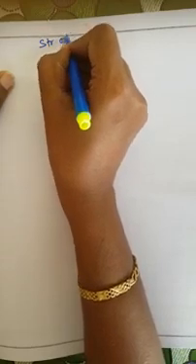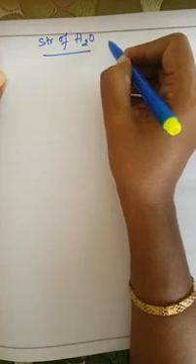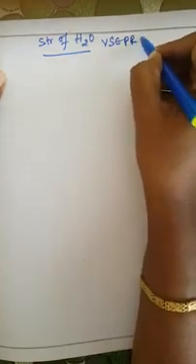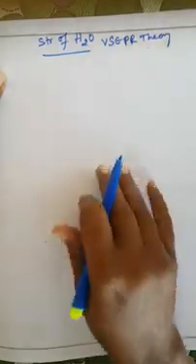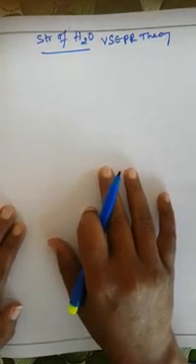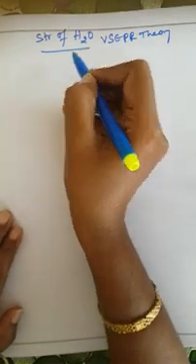Today in this class we discuss one of the topics in first BSc belonging to the chapter chemical bonding, that is the structure of the water molecule. Structure of H2O by using the VSEPR theory. VSEPR theory is nothing but the valence shell electron pair repulsion theory. By using this VSEPR theory we discuss the structure of the water molecule.